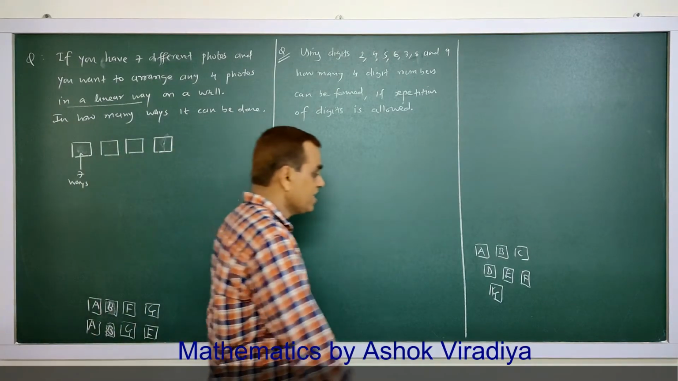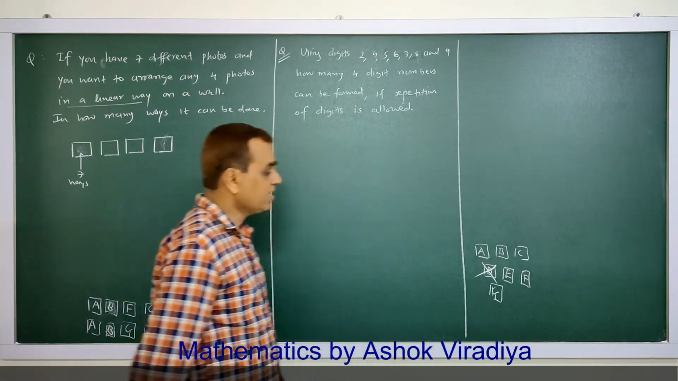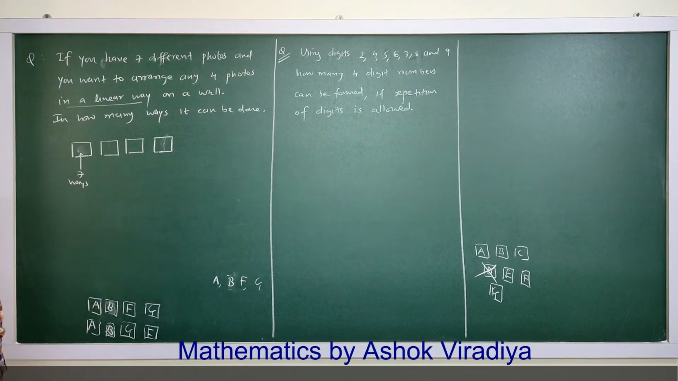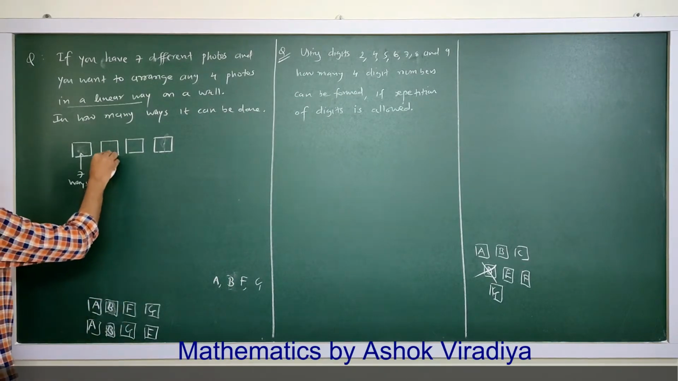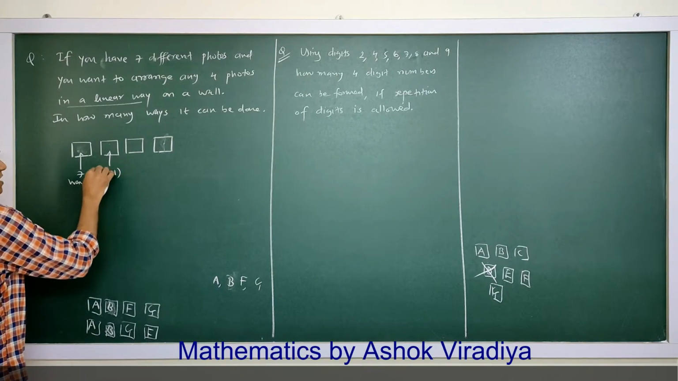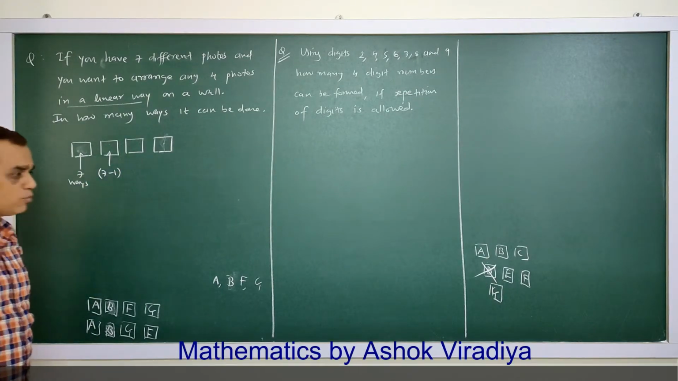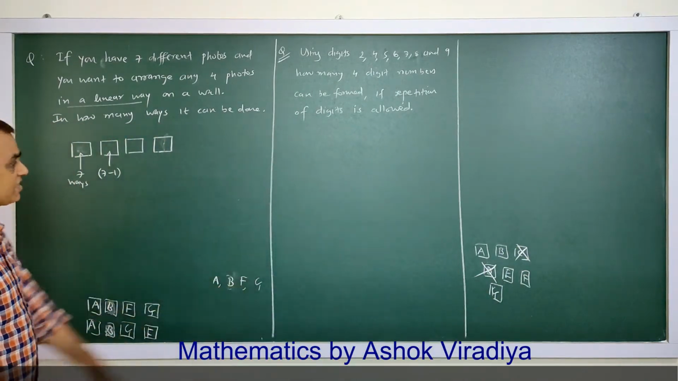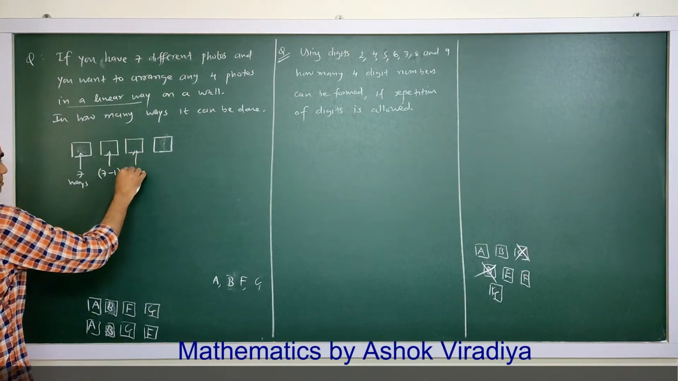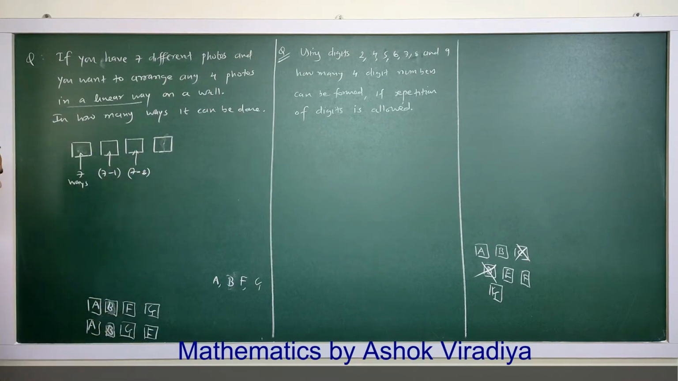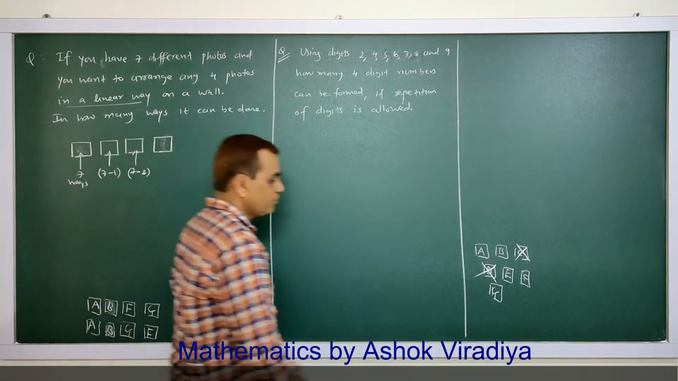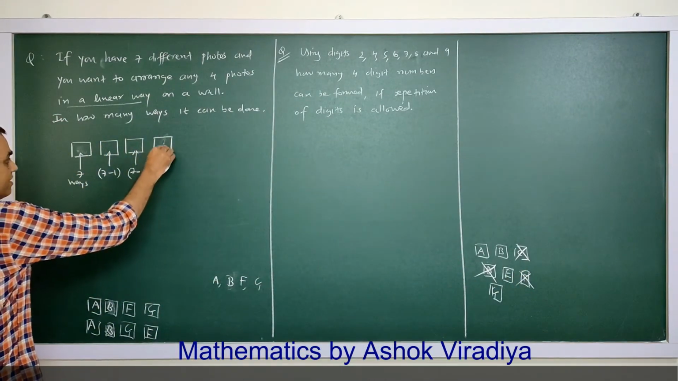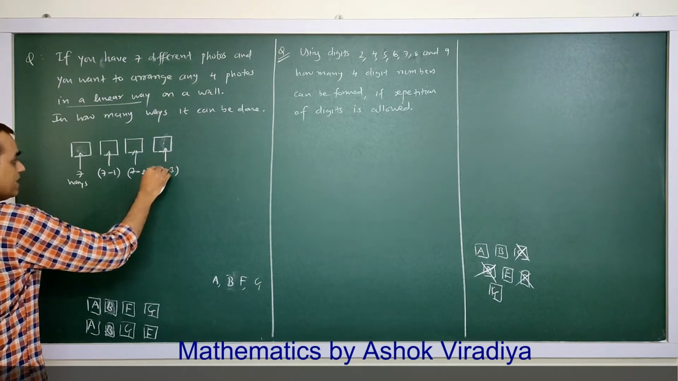Suppose in first place I have selected D. D is taken. It is fixed. Now how many are left? 6 are left. So second place can be filled up by 6 ways. Suppose in second place this is taken. Now 5 photos are left. So third place can be filled up by 5 ways. Suppose this is taken. Now 4 are left. So this can be filled up by 4 ways.